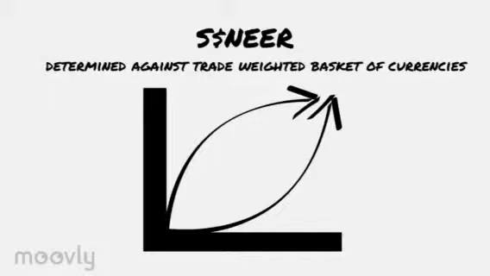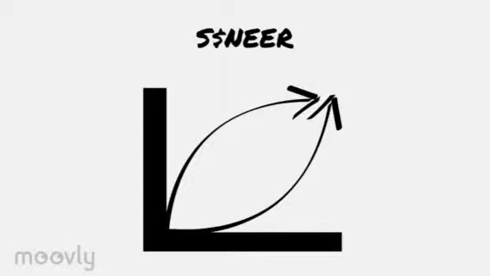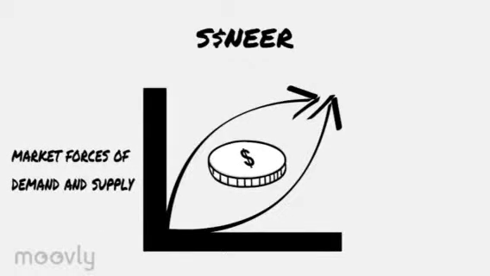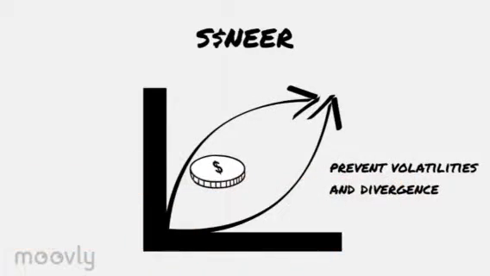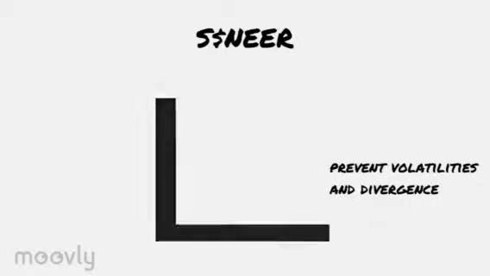This band is determined against the trade-weighted basket of currencies as mentioned previously. Under it, the exchange rate is determined by market forces of demand and supply, but the band set by MAS helps to regulate the exchange rate to prevent any kind of excessive volatility or divergence from the target rate.